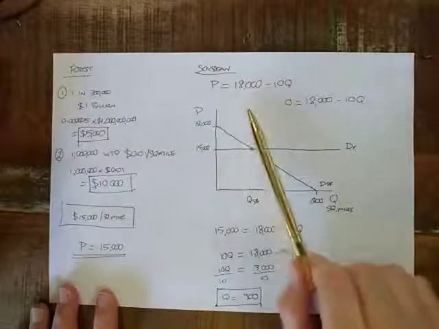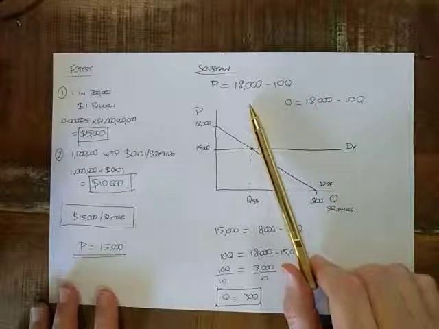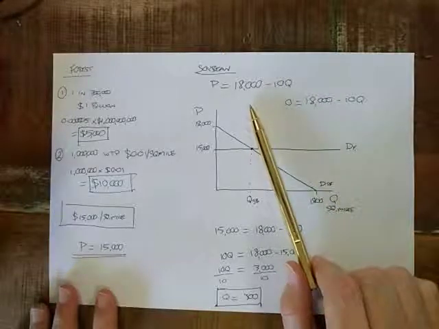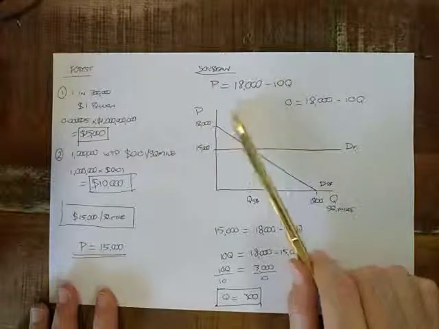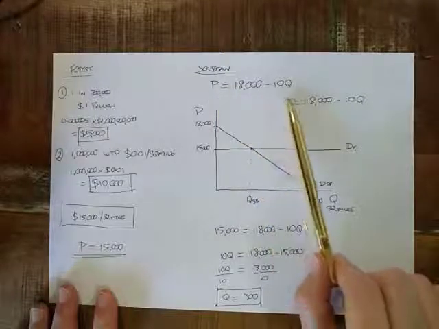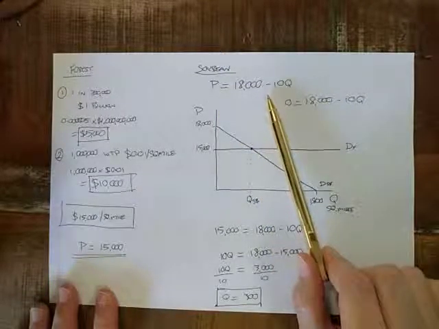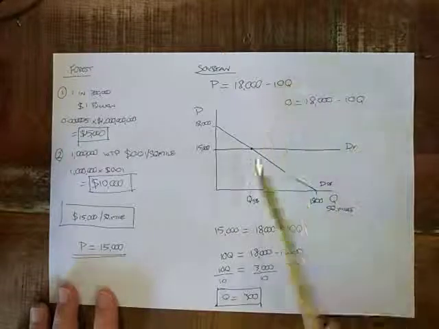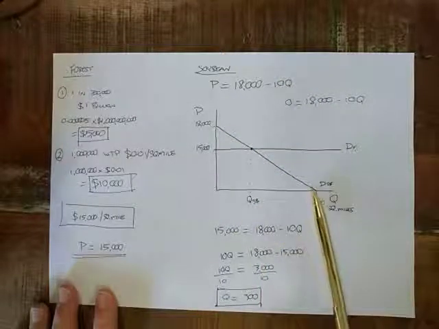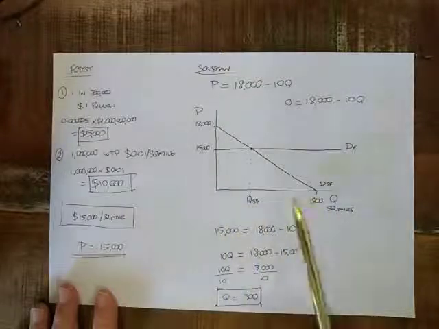P equals 18,000 minus 10Q. Now this is a demand function. This is a relationship between price and quantity, and it's a negative relationship, and that's what a demand function is. It's this demand function I've drawn on this graph. But let's lead up to that.